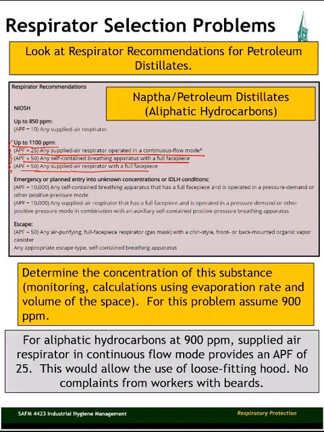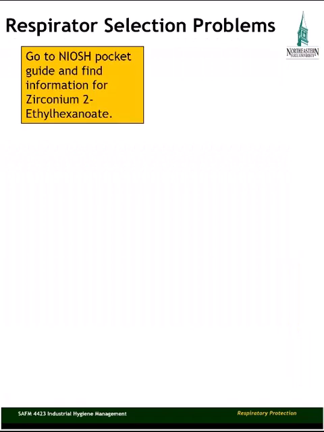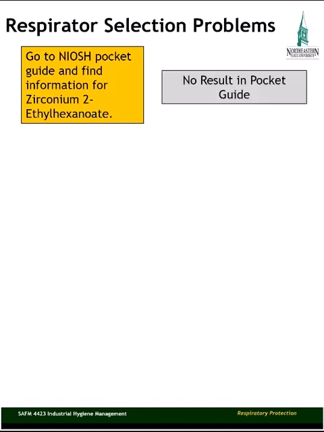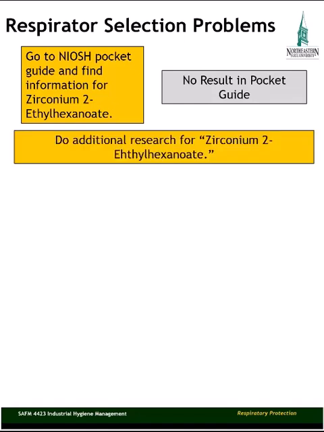So we know what we need to deal with aliphatic hydrocarbons at 900 parts per million. But we do have 2 other hazardous constituents. We have the zirconium and we have the methyl ethyl ketoxime that we need to consider also. So we need to go back to the NIOSH Pocket Guide and find information for zirconium 2-ethyl hexanoate. And when we do that search, there are no results in the Pocket Guide. So we've got to do some additional research.